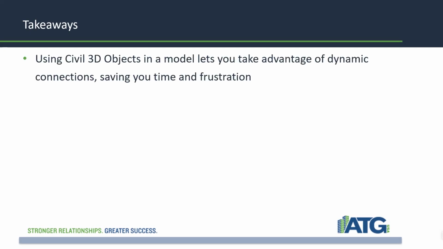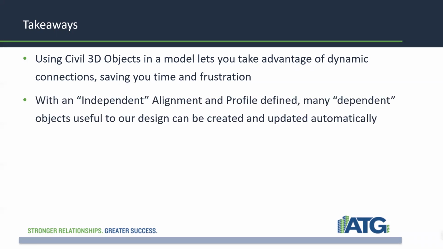So when we use Civil 3D objects in our model, it lets us take advantage of dynamic connections. These dynamic connections save us time and frustration. So we saw that our labeling updated automatically for our profiles and our alignments. We saw that our geometry updated for these dependent objects when we updated the independent objects. This is just functionality you can't get with polylines, mtext, or mleaders.